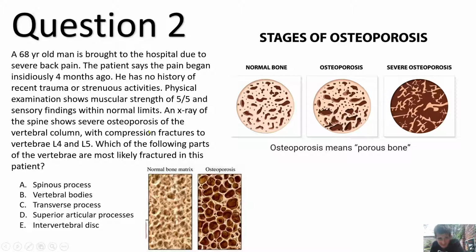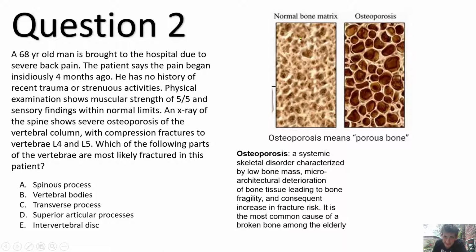Okay, so first off, severe osteoporosis. What is this? Osteoporosis is porous bone. Okay, we have normal bone, and then you can see it looks like it's kind of getting destroyed. Osteoporosis, this honeycomb look, but these are getting bigger, pores in them. Okay, normal bone, abnormal. So osteoporosis, this is a systemic skeletal disorder characterized by low bone mass, microarchitectural deterioration, which we see, of bone tissue leading to bone fragility, and it can lead to a fracture. So it's the most common cause of a fracture in the elderly.